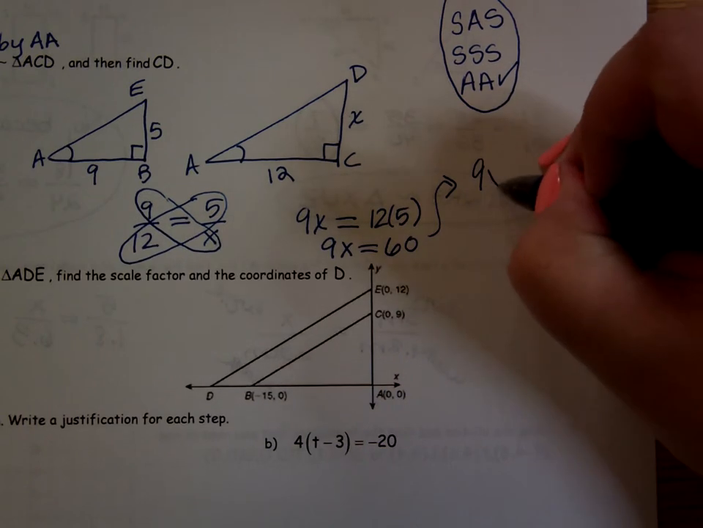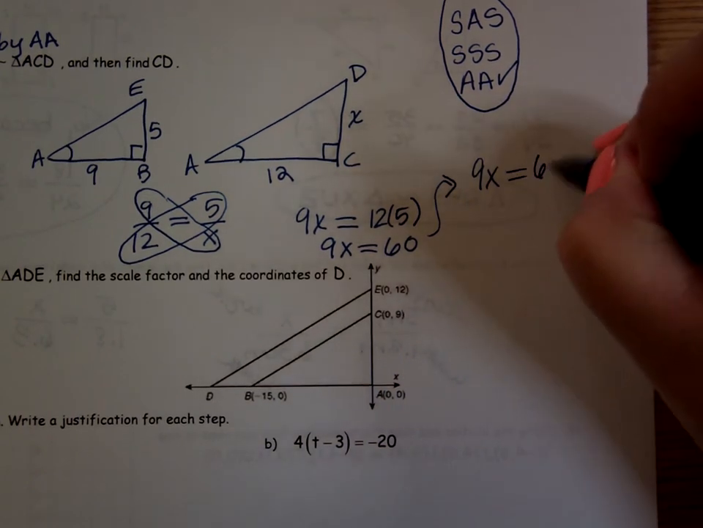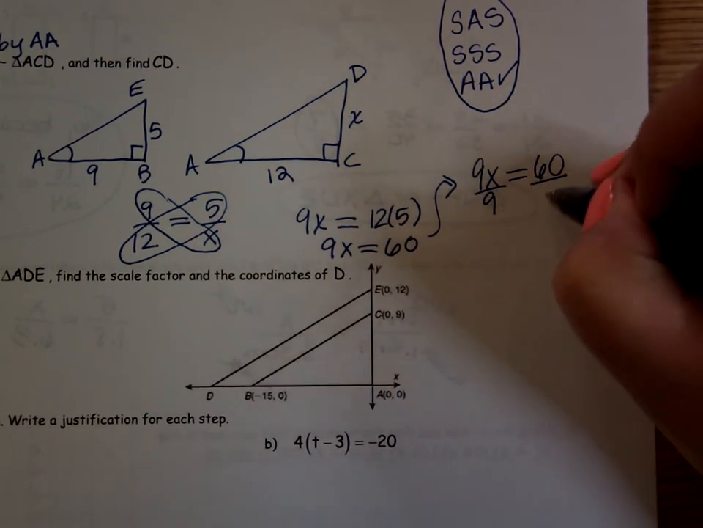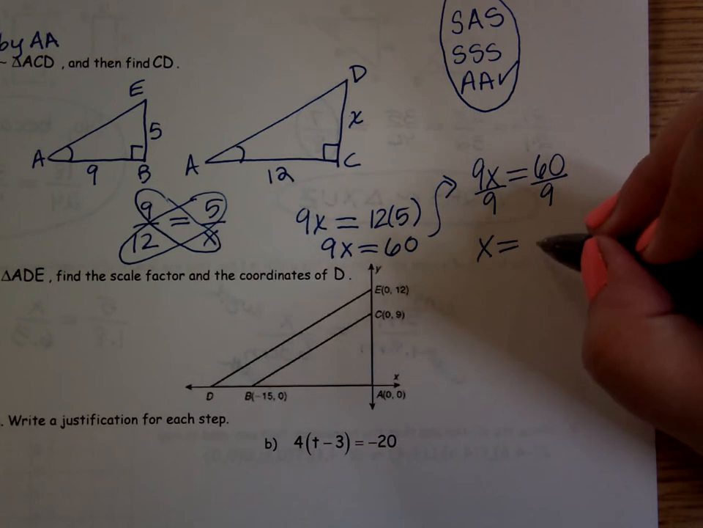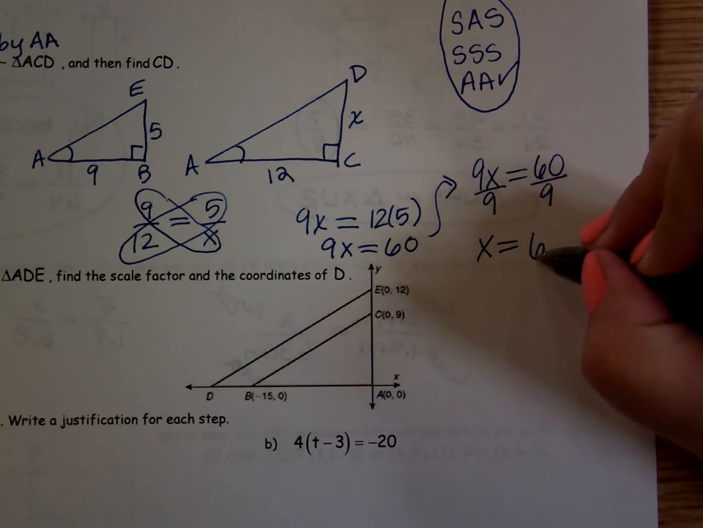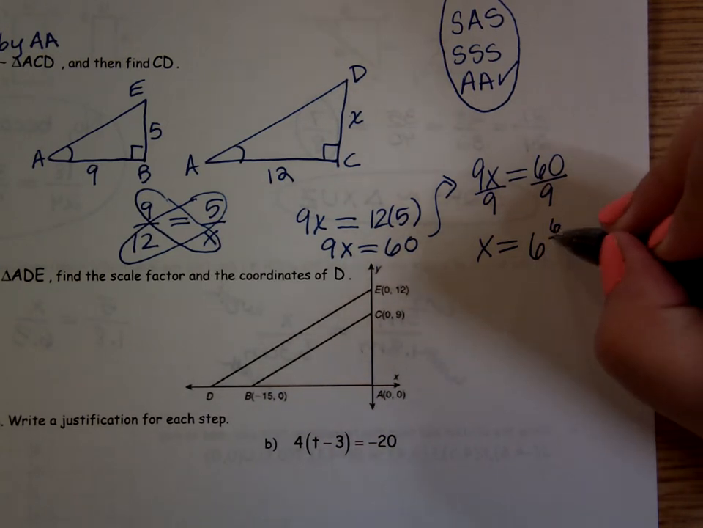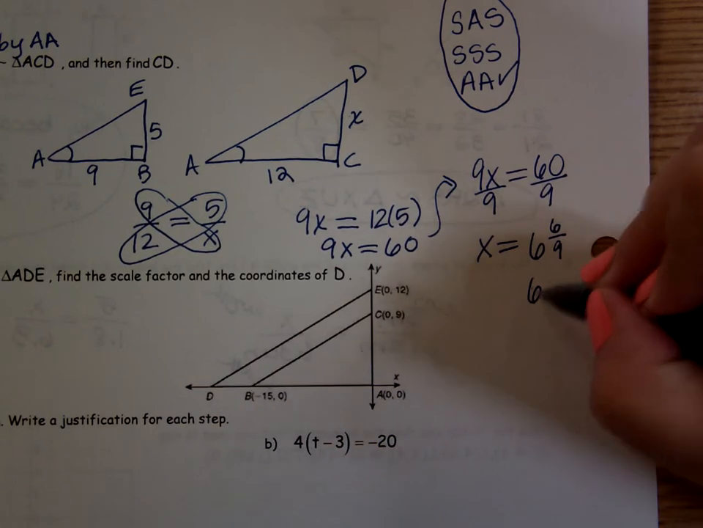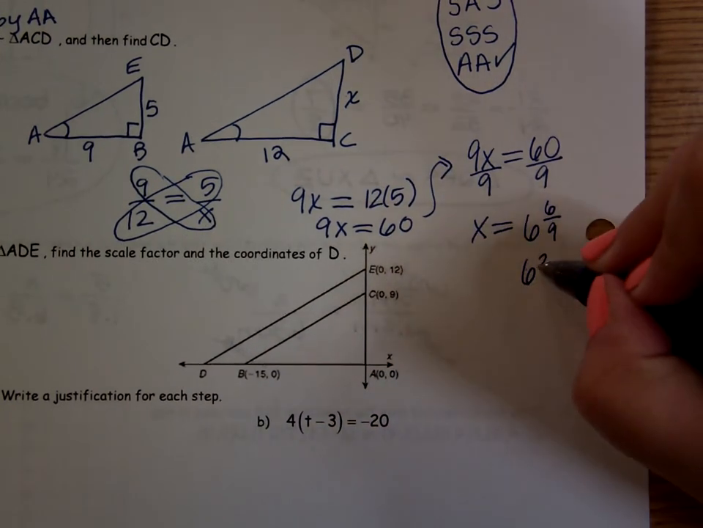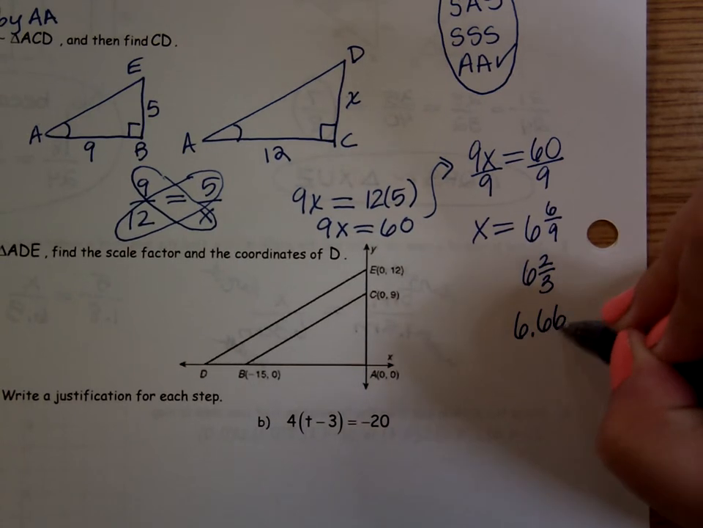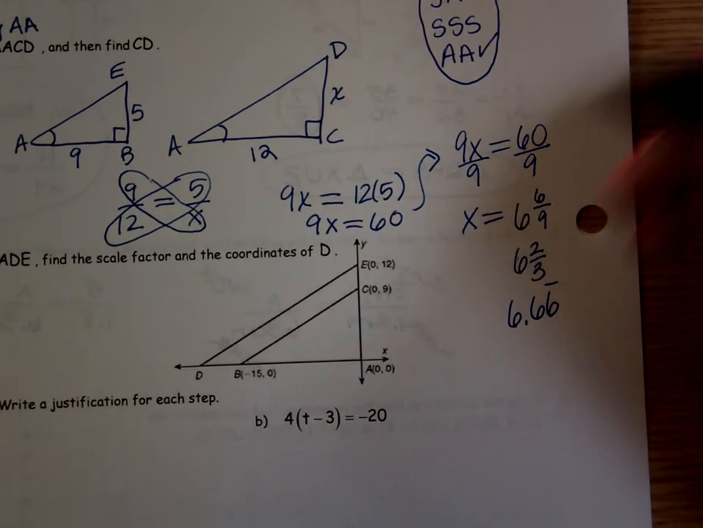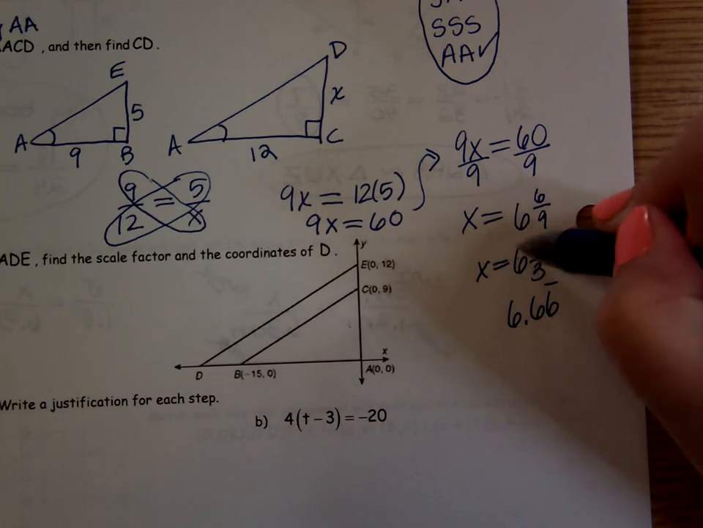If 9x equals 60, I can divide both sides by 9. And let's see, 9 times 6 is 54. So it goes 6 times with 6 left over out of 9. So it's 6 2/3, or 6.6 repeating forever. Okay, I would probably do 6 2/3.